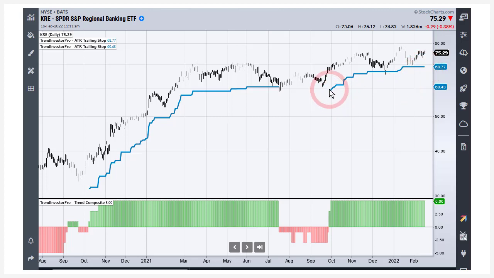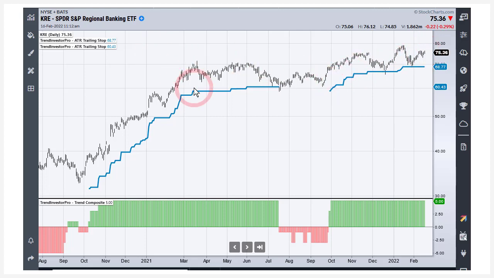Now, the reason I'm showing KRE here is because it's one of the few equity ETFs that is still in an uptrend. A lot of commodity-related ETFs are in uptrends. XLE and the energy ETFs are in uptrends. And banking ETFs are in uptrends as well.